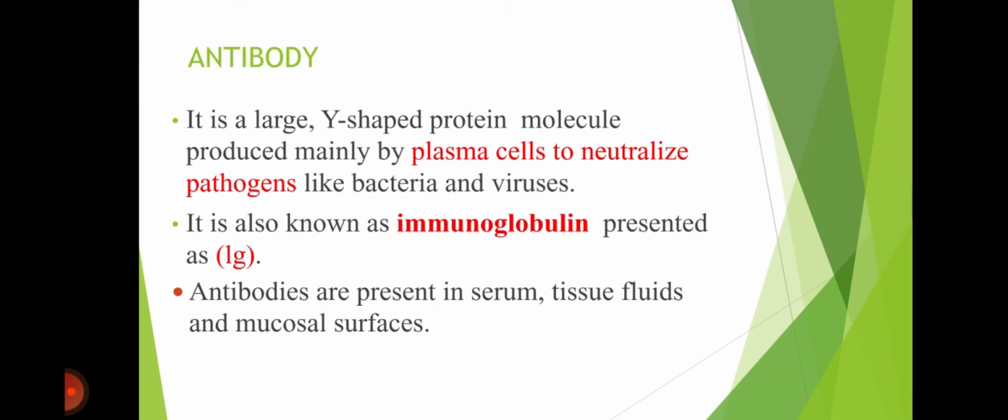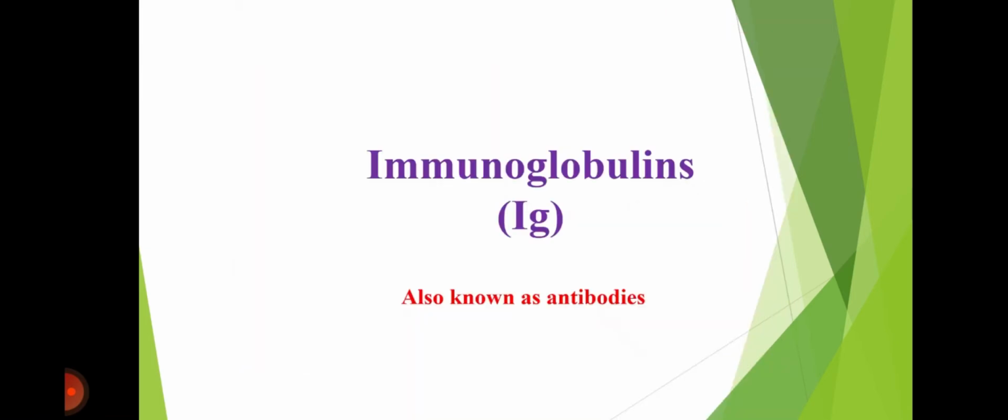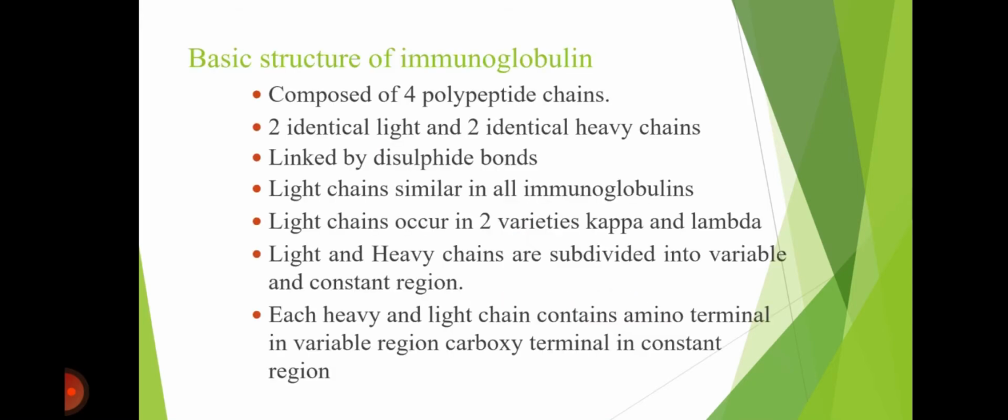Antibodies are present in serum, tissue fluid and mucosal surfaces. Antibodies are produced by B lymphocytes, as we can see in this diagram. Now let us discuss immunoglobulins in detail.